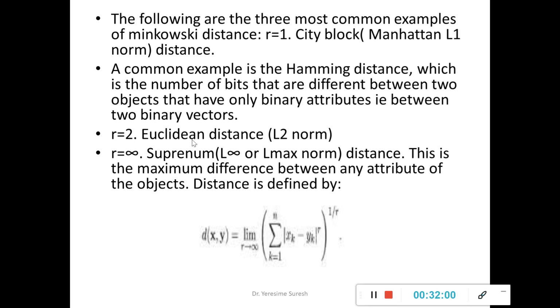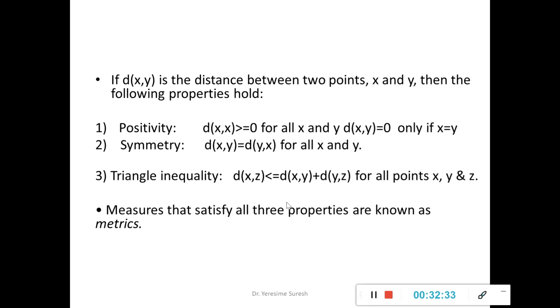And if the value of r is equal to 2, then it becomes the Euclidean distance. And if r is infinity, that is the supremum distance or the max distance possible, the maximum difference possible between any attribute, then it is called the supremum distance, and it is given by this formula, wherein the limit varies from 1 to infinity. The Manhattan distance, if I apply the limit tending towards infinity, becomes your supremum distance. Fine.